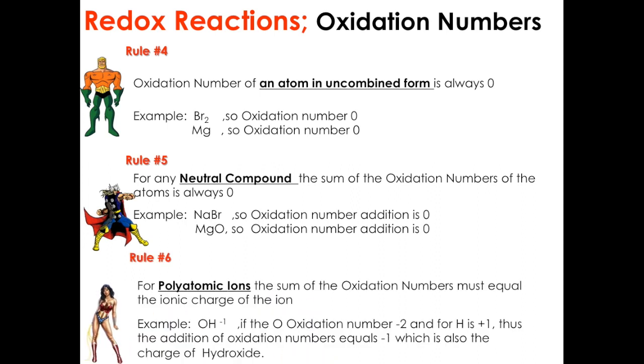Rule number 6. For polyatomic ions, the sum of the oxidation numbers must equal the ionic charge of the ion. An example, if we have hydroxide, the oxidation number of oxygen will be negative 2 and hydrogen is positive 1. So the addition will give us negative 1. That is the ion charge of hydroxide.